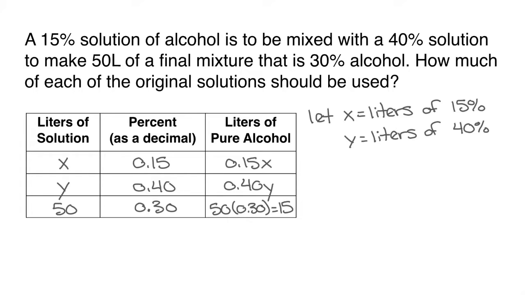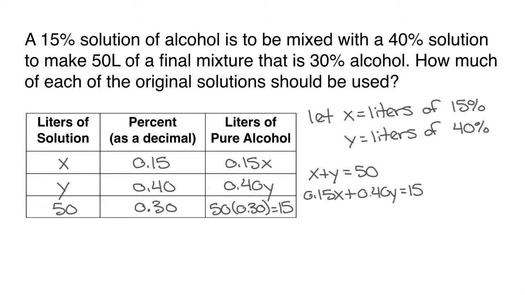Now that we have the information, we can obtain a system of equations. Firstly, we know that we're mixing X liters plus Y liters, and that the final mixture will be 50 liters. Therefore, X plus Y equals 50. Secondly, we know that the liters of pure alcohol that we are adding will sum to the total liters of pure alcohol in the final solution. So we know that 0.15X plus 0.40Y is equal to 15.